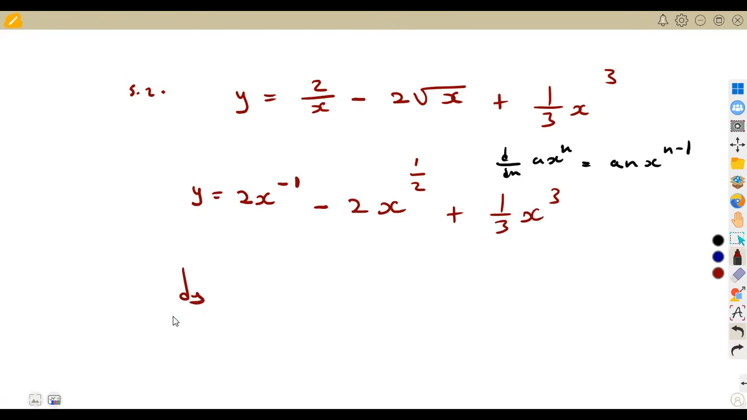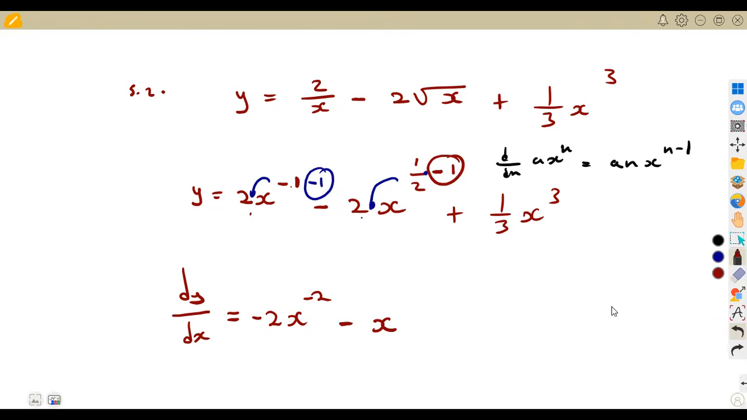So now we can determine the derivative of y with respect to x. Remember the concept: we drop the exponent to multiply with a. So we multiply this with -1, -1 times 2, which is -2x. Then we subtract 1 from the exponent, so -1 minus 1 is -2. We do the same thing with the next term: we multiply the exponent, -2 times a half, which is -1. So it's the same as -x to the exponent of a half.